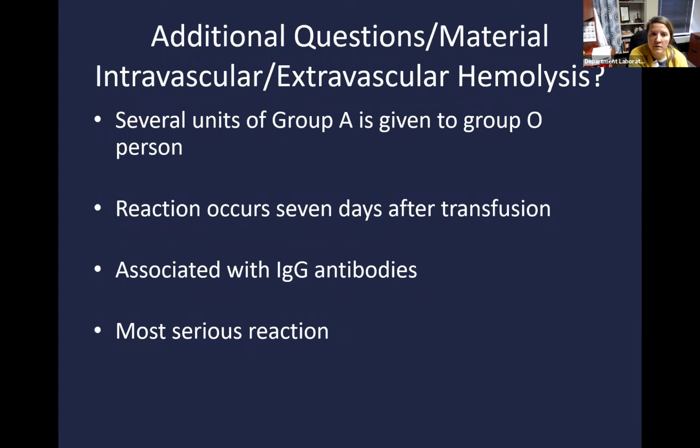So now let's go through some sample intravascular versus extravascular. Several units of group A is given to group O, all right? So that is definitely ABO incompatibility that will result in intravascular hemolysis. A reaction that occurs 7 days after transfusion is a delayed transfusion reaction, so that would be extravascular hemolysis, and that's due to an IgG antibody. IgG antibodies are associated with extravascular hemolysis.